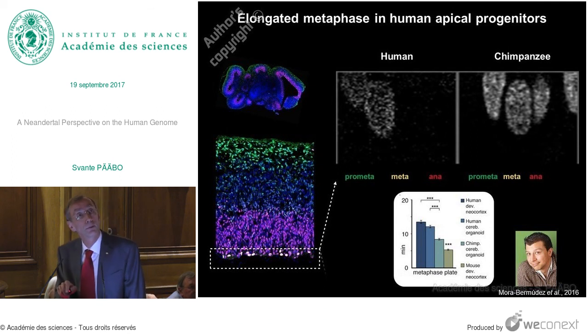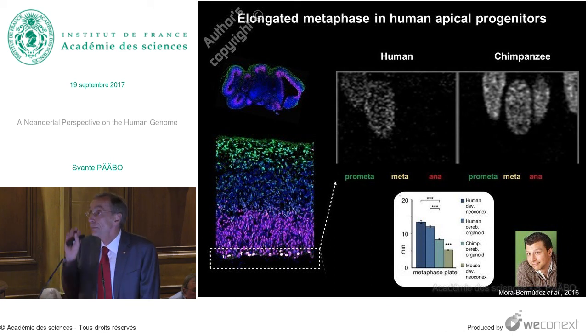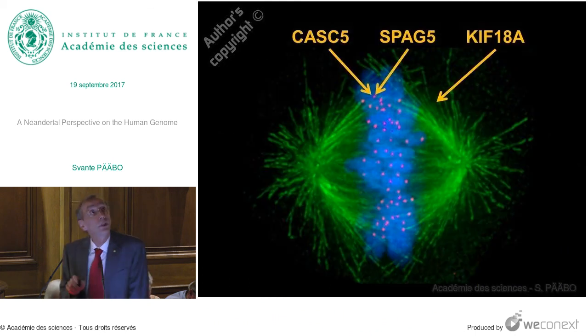And this is work by Maura Bermudez that collaborate with us in Dresden, Wieland Huttner's group. So when you now look at the cell divisions of these apical progenitors and look at the cell division here, when you see the chromosomes line up here in a plate and then are pulled apart in this metaphase, you find that this period of the cell division is much longer in humans than in chimpanzees. And that is specific for these types of progenitors. We don't find it in other cells. So that makes you think again, of course, about these 3 proteins here with these changes.